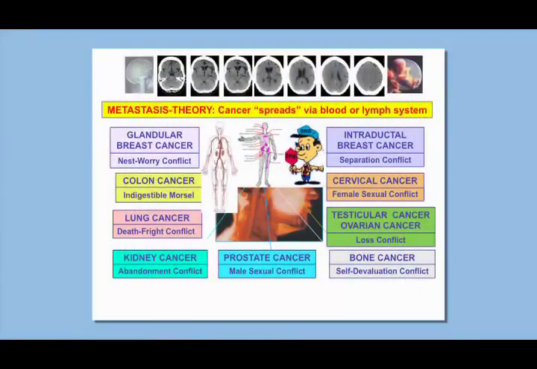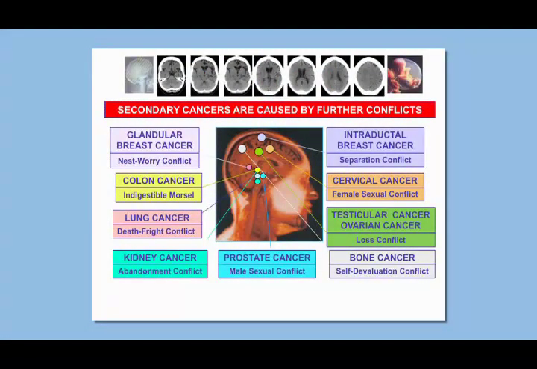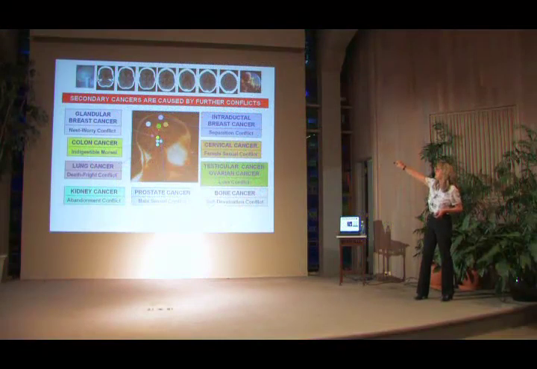Well, what we understand, of course, is that based on Dr. Hammer's discovery, secondary cancers are not caused by migrating cancer cells, but that secondary cancers are caused by further or secondary conflict shocks. Because we learned about the system here, and that each cancer is controlled from a very specific area in the brain. So under no circumstances can a cancer spread to a part of the body that is controlled from a completely different part of the brain.